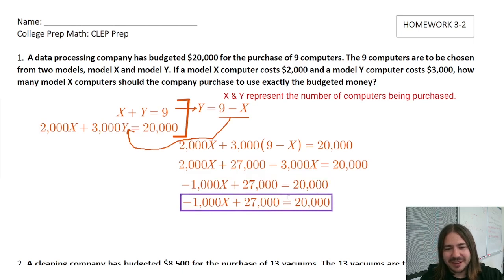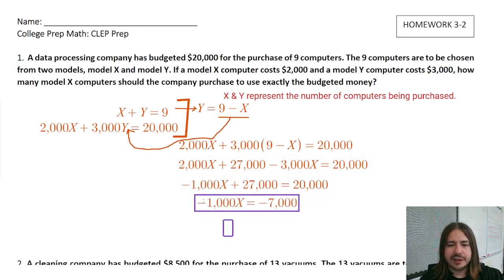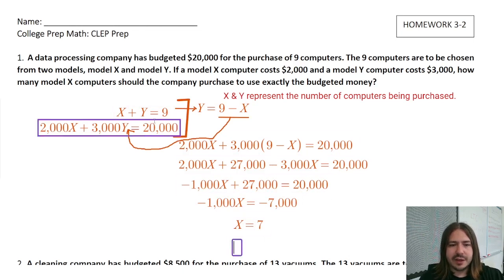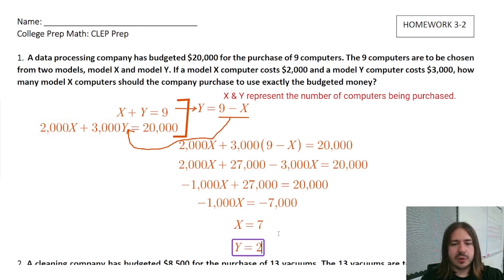Okay, so 20,000 minus 27,000 is going to be negative 7,000. Okay, now we're rocking and rolling here. We got negative 1,000x equals negative 7,000. So dividing both sides by negative 1,000 is going to give me x equals 7, which is a pretty reasonable answer considering I'm only allowed to buy 9 computers here. So if x is 7, and there's only a total of 9 computers here, we got y equals 2. 7 plus 2 is 9.